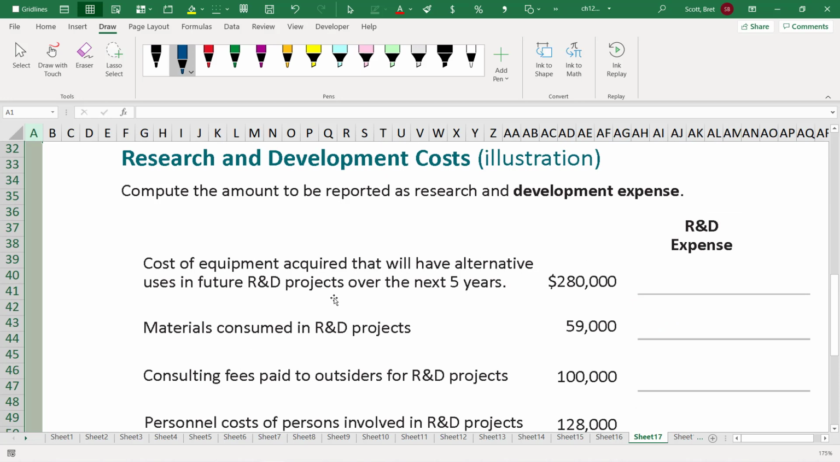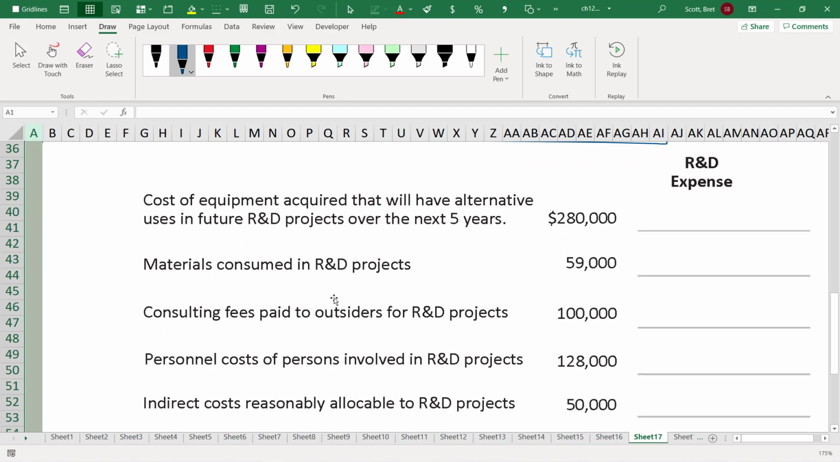Now let's go through another example here. Compute the amount to be reported as research and development expense. Okay. So similar to what we see above, do we include it as part of the research and development expense, or do we capitalize this thing? Okay. Cost of equipment acquired that will have alternative uses in future R&D projects. So, hey, we might buy a spectrometer or a microscope or maybe a gigantic freezer, but the freezer can be repurposed into something else if we decide to go a different route.